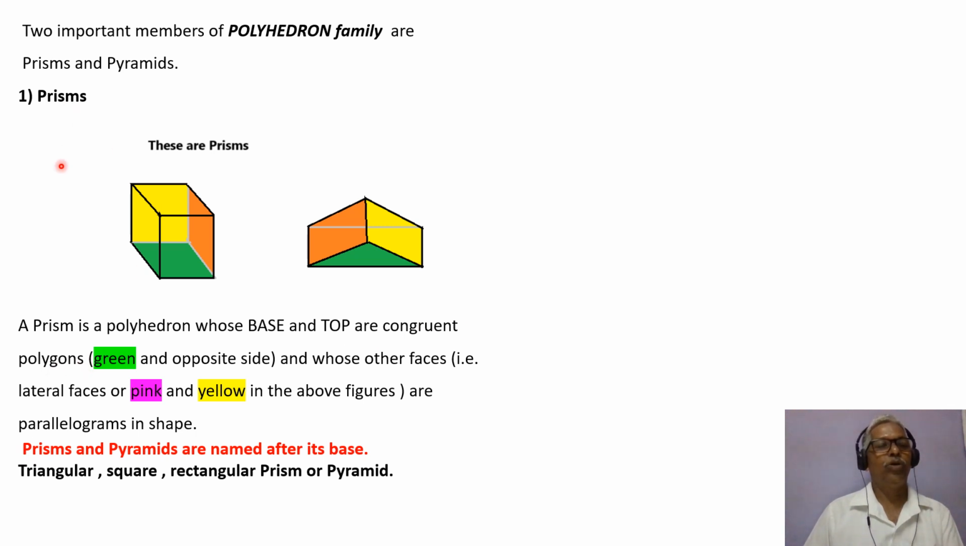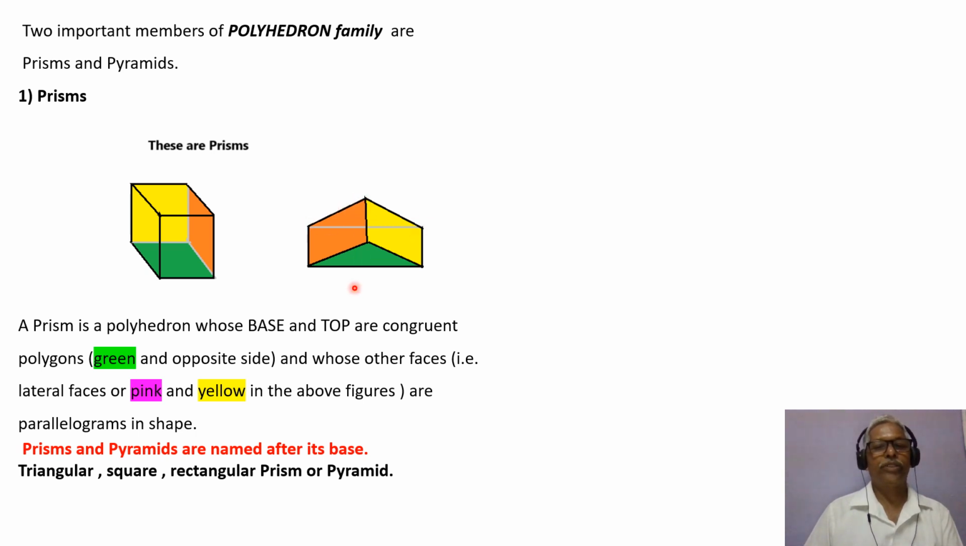See, there are again two parts to this definition. We'll see the first part. A prism is a polyhedron whose base and top are congruent polygons. First of all, they should be polygons and they should be congruent, that is base and top. Look at this base, which is green, and this top for this. So these two are polygons and they are congruent. And we'll see for here this part, green part, and that part.